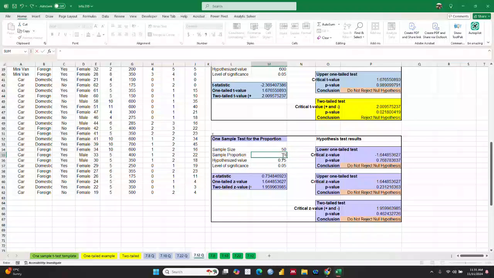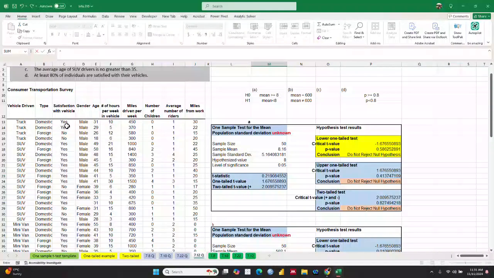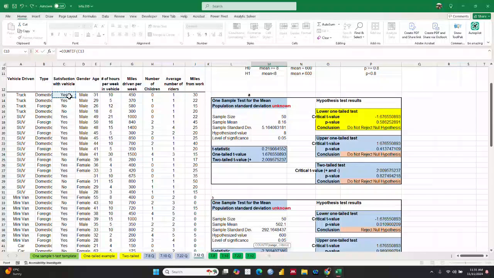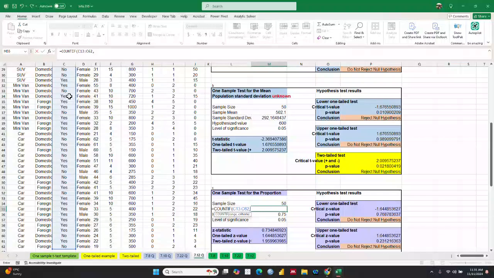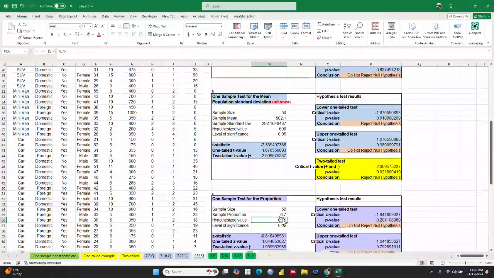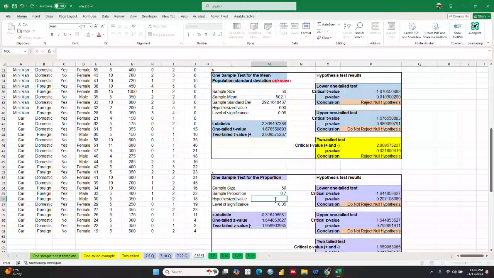For the sample proportion, we need to look at whether they are satisfied or not, which is yes or no. So we need to count the number of yes and divide it by the total. So we use COUNTIF. The range is this column C, comma, and the criteria is whether it is equal to yes, we count it, otherwise we don't count it, and we divide it by the total number to give us the proportion. So 70% are saying yes in our sample, and the hypothesized value is 0.8. And now we have the result.